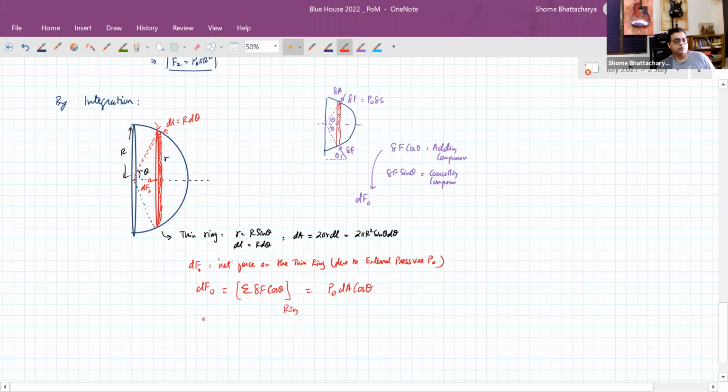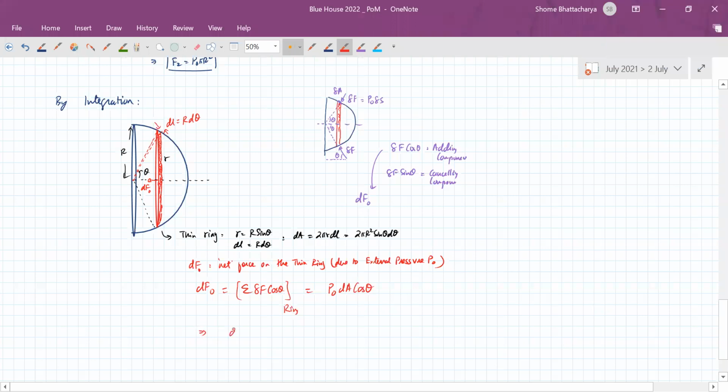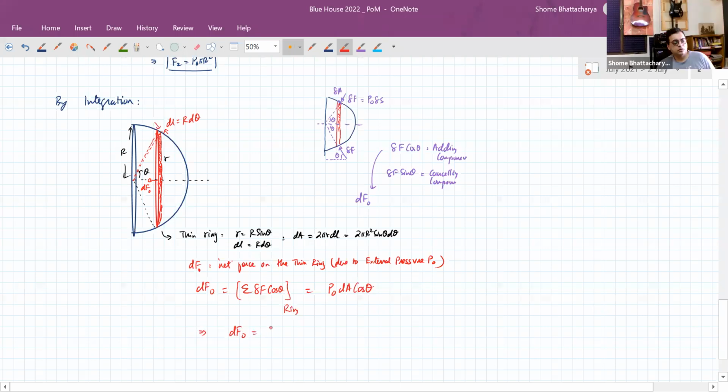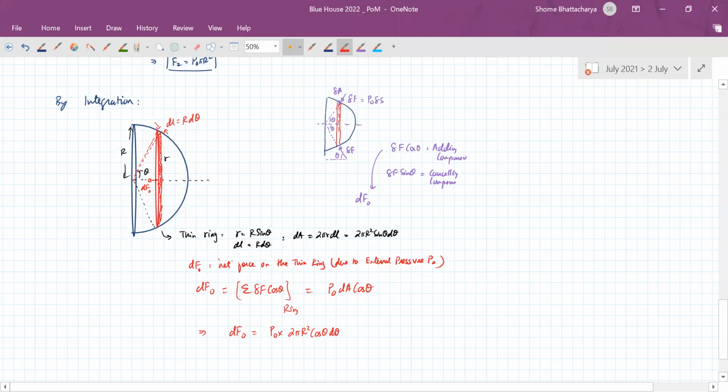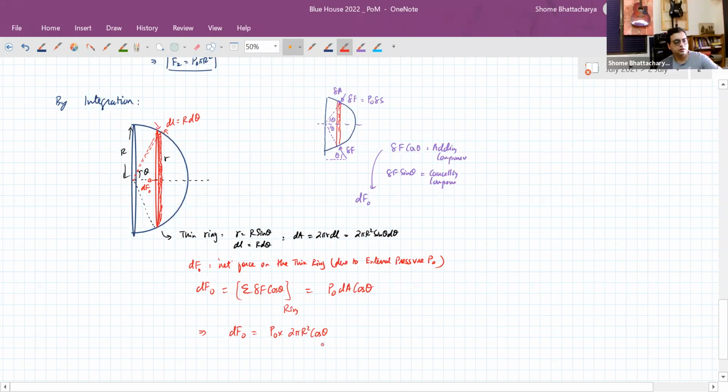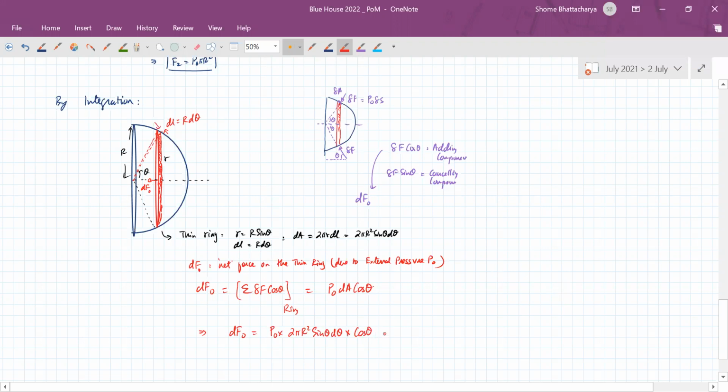Yes, sir. So this will become P naught into 2 pi r square sin theta d theta for the area, but into another factor of cos theta.